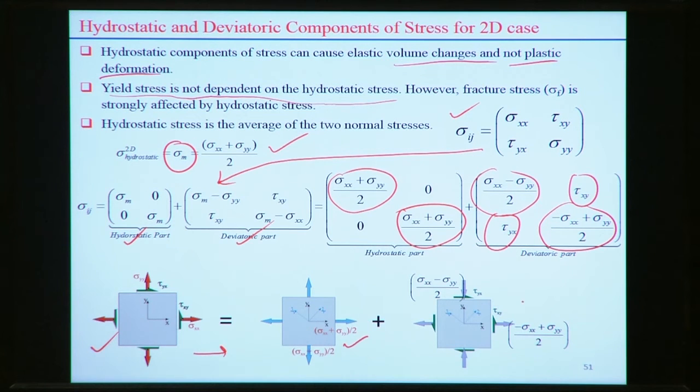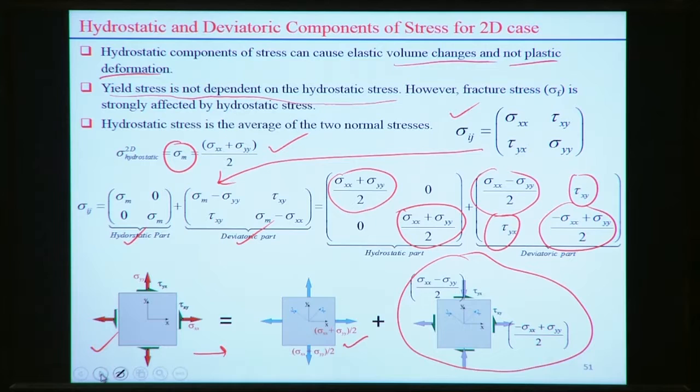But here the stress is different. The two normal stresses are different, but at the same time it is subjected to some amount of shear stress. So this corresponds to the deviatoric stress component. Any stress state can be divided into these two components to simplify the calculation, or to study the individual effect of the hydrostatic or deviatoric stress component for further analysis or different plasticity theory.